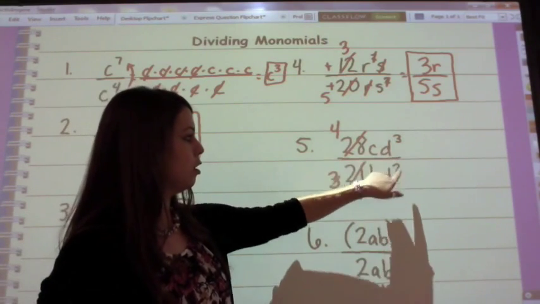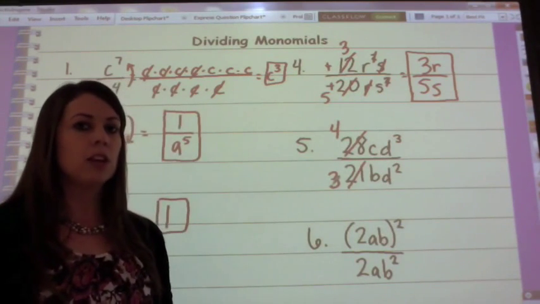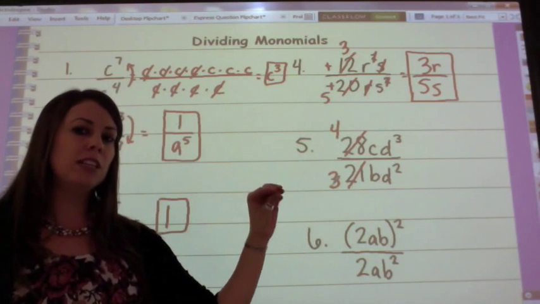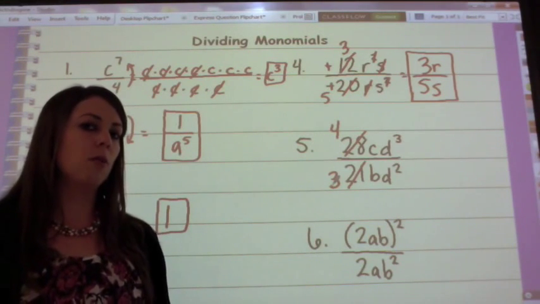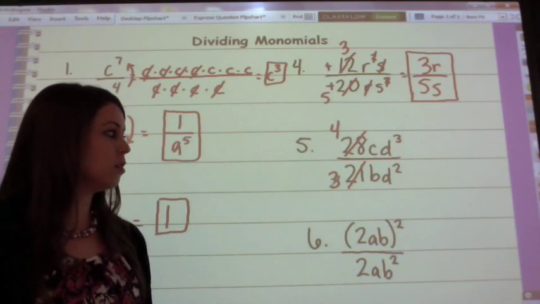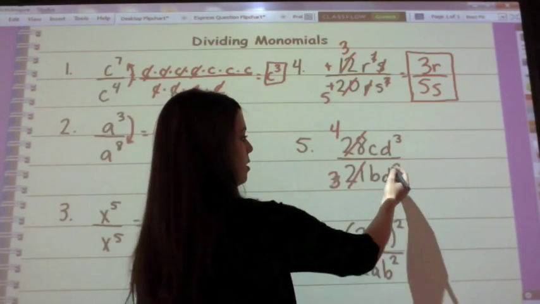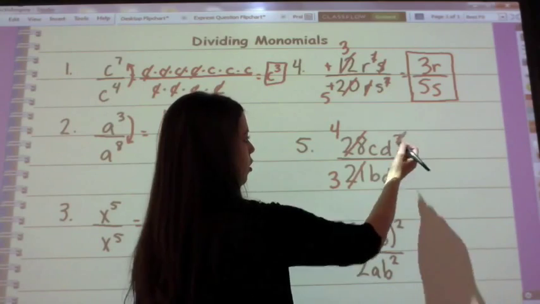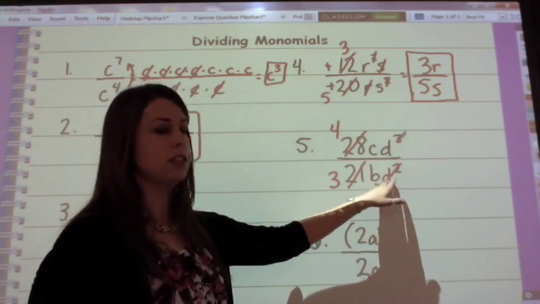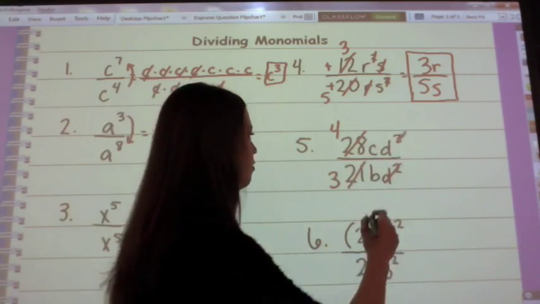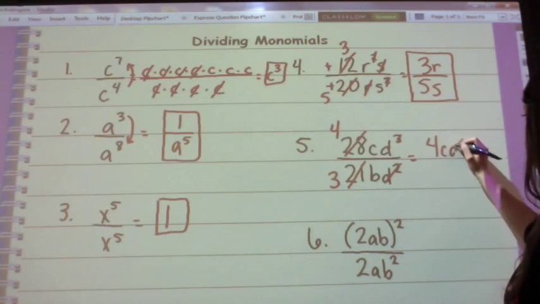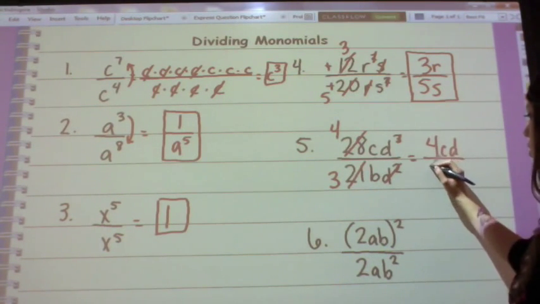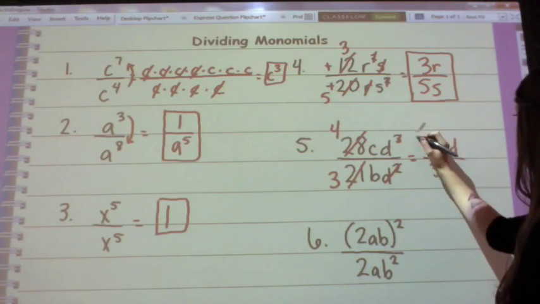Now I have d cubed over d squared. So imagine in your mind you have 3 d's in the numerator and 2 d's in the denominator. What's going to be left over when you cancel them? Well, there's going to be 1 d left over in the numerator. So I can cancel out this d squared and leave just 1 left over. So my answer is going to be 4cd over 3b.